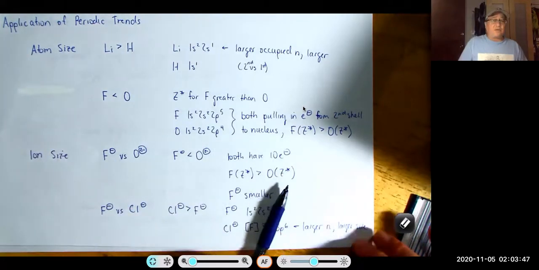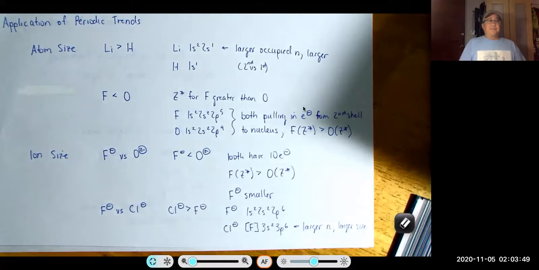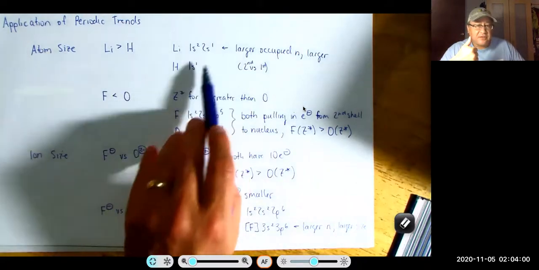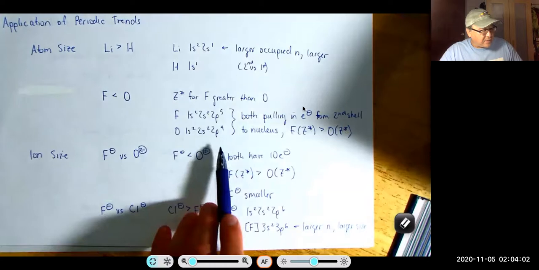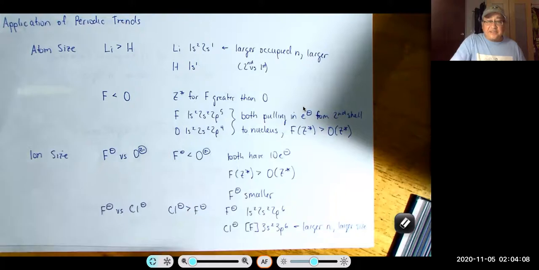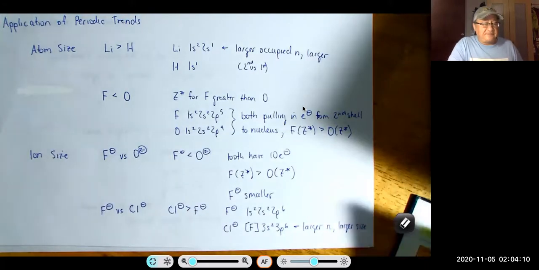And you can see that what we're looking at is two things, two factors. One factor is, what is the outermost occupied shell? Because if the outermost occupied shell is different, that's going to be your explanation. And if the outermost occupied shell is the same, what's your explanation? It's going to be the number of protons in the nucleus, or the Z star, Z effective.